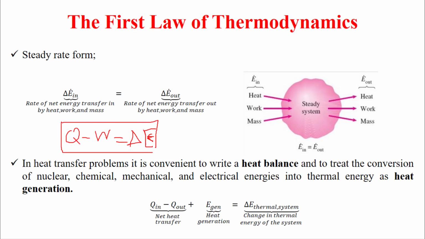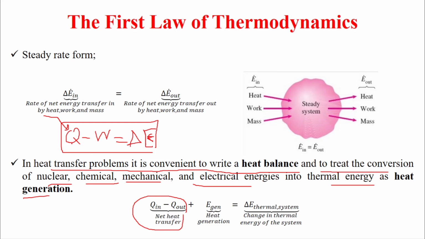Now, since we care a lot about this value, we need to modify this equation a little bit. In heat transfer problems, it's convenient to write a heat balance and to treat conversions of nuclear, mechanical, chemical, and electrical energies into thermal energy as heat generation. So instead of writing Q, we write Q in minus Q out, plus E dot generation, equal to delta E stored in the system.